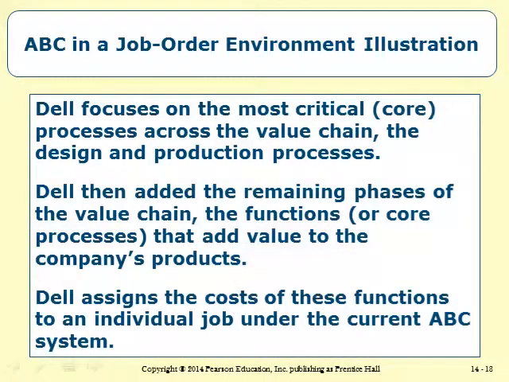Dell began developing its ABC system by focusing on the most critical or core processes across the value chain. These were the design and production processes. After it put the initial system in place, Dell added the remaining phases of the value chain. Exhibit 14-3 shows the functions or core processes that add value to the company's products and how Dell assigns the cost of these functions to an individual job under the current ABC system.